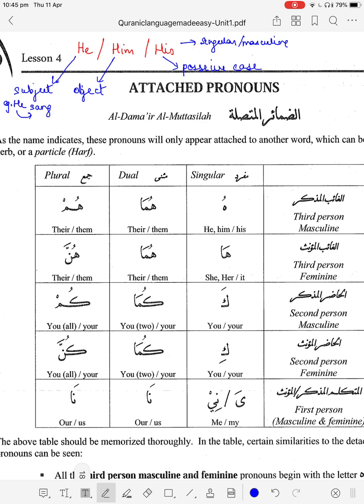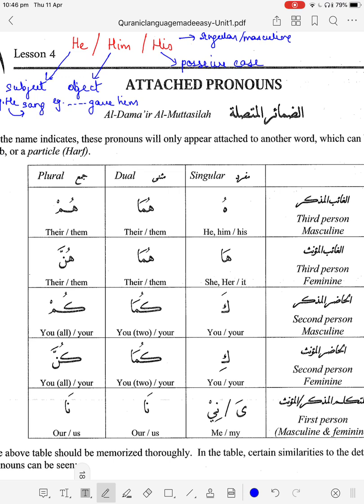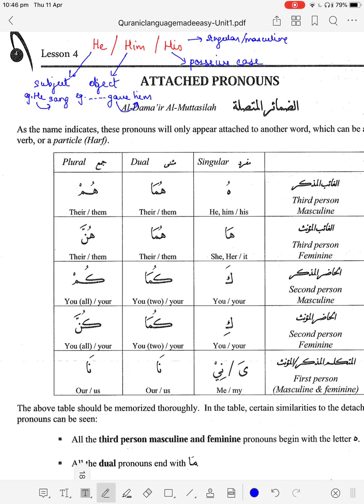Him is when the pronoun is acted upon. So if you want to think of a sentence with an object, it would be something like, he gave him something. So the pronoun is acted upon. The verb of giving is done on the pronoun. And possessive case is very simple, right? Like, for example, his book. So we use three different pronouns depending upon whether the pronoun was a subject, an object, or a case of possession.